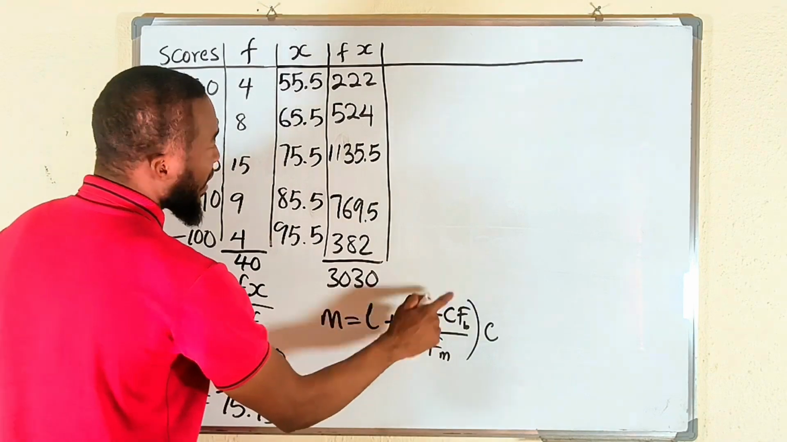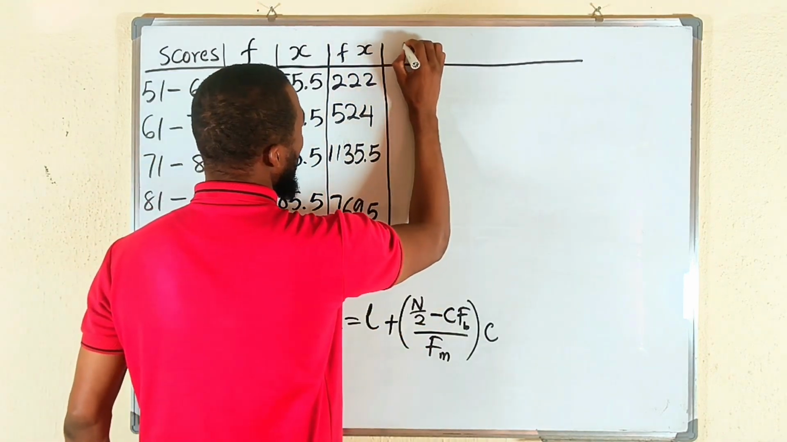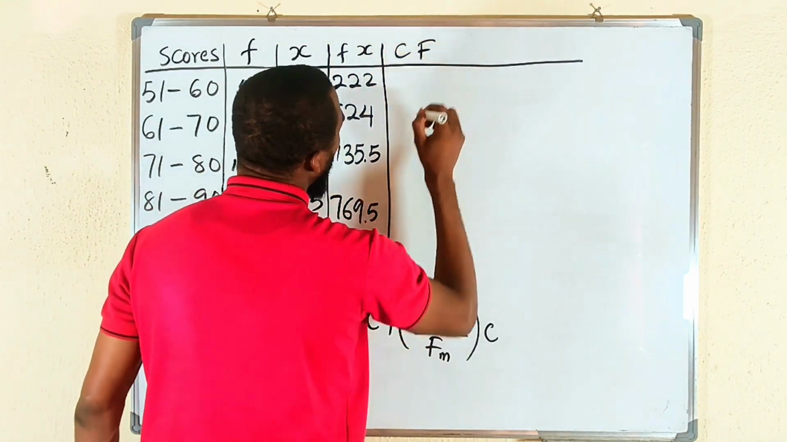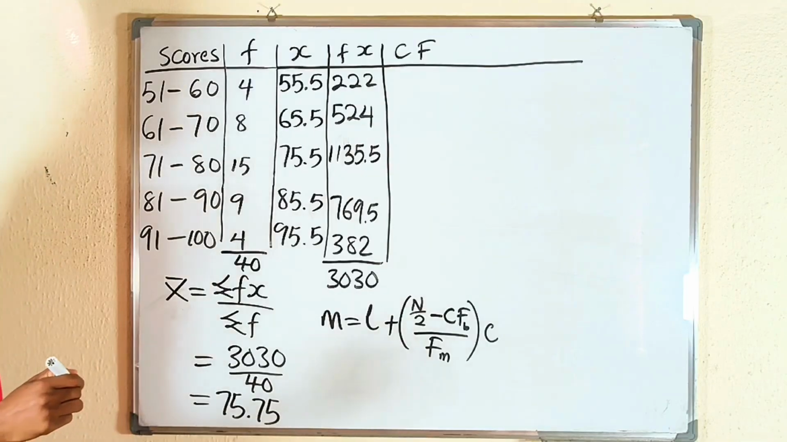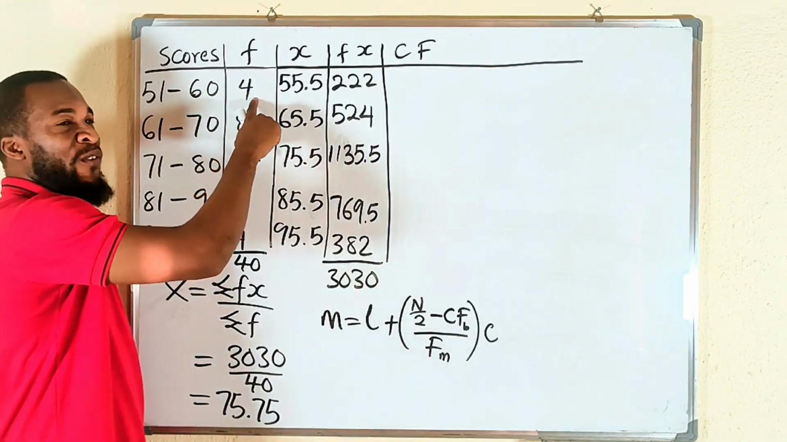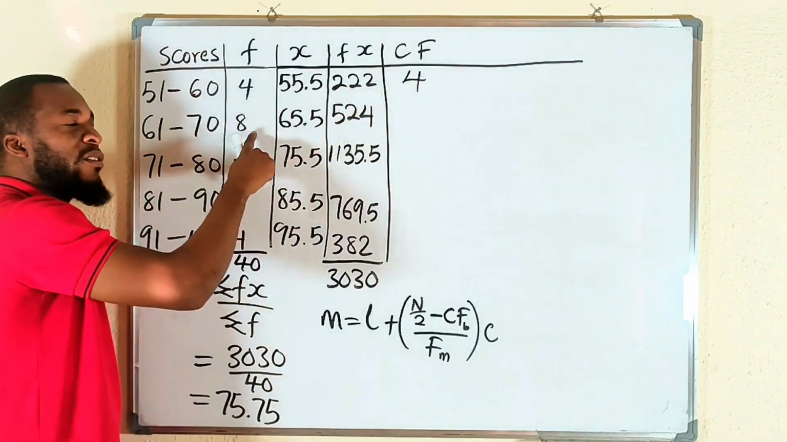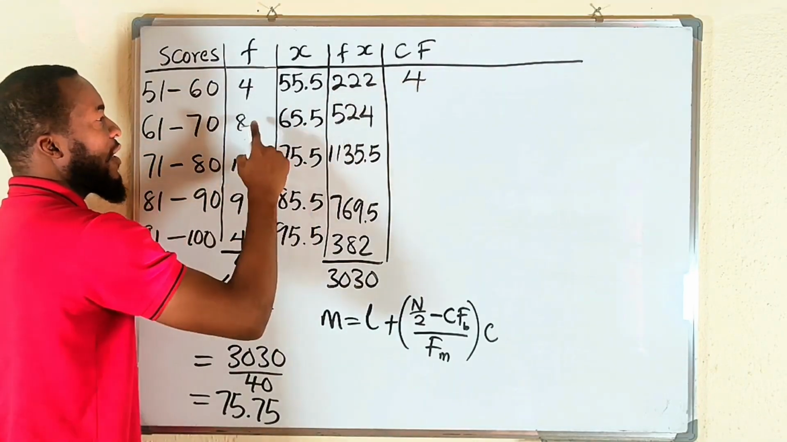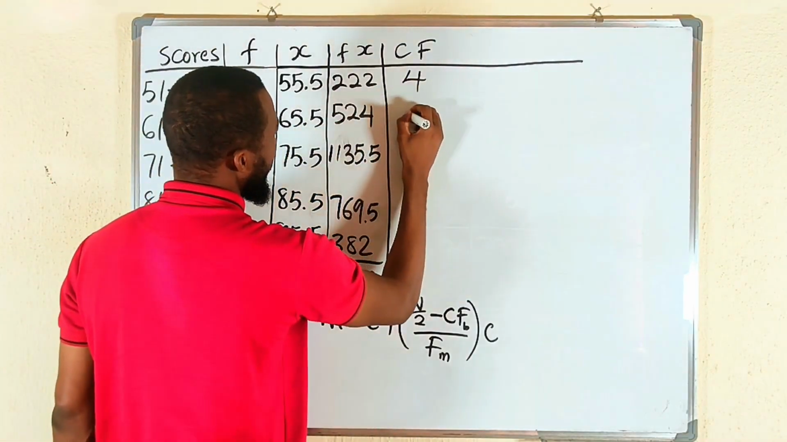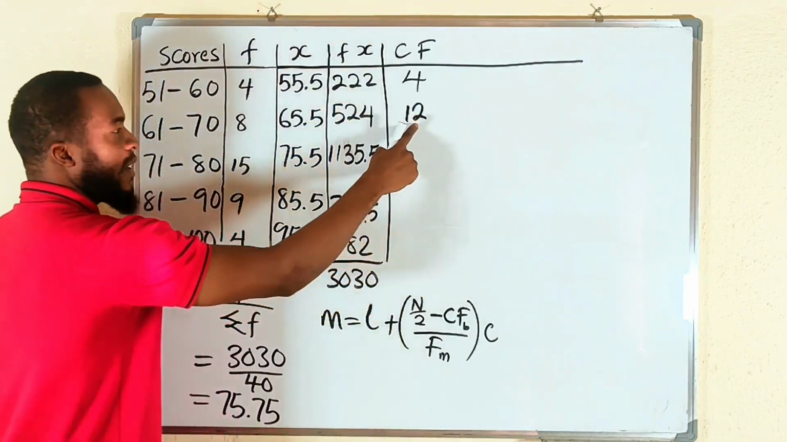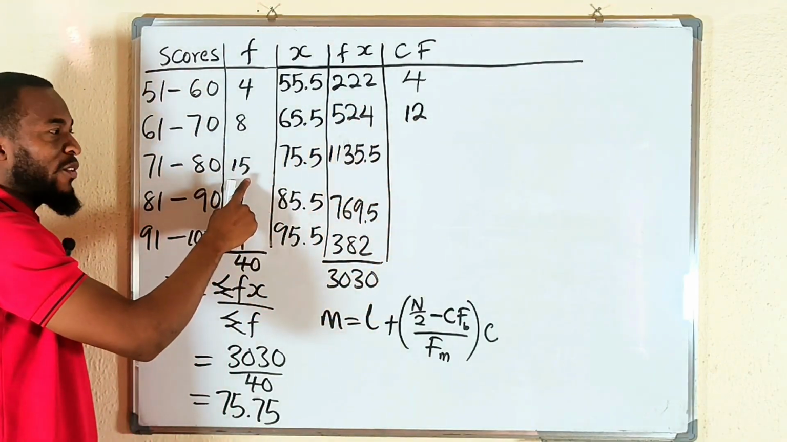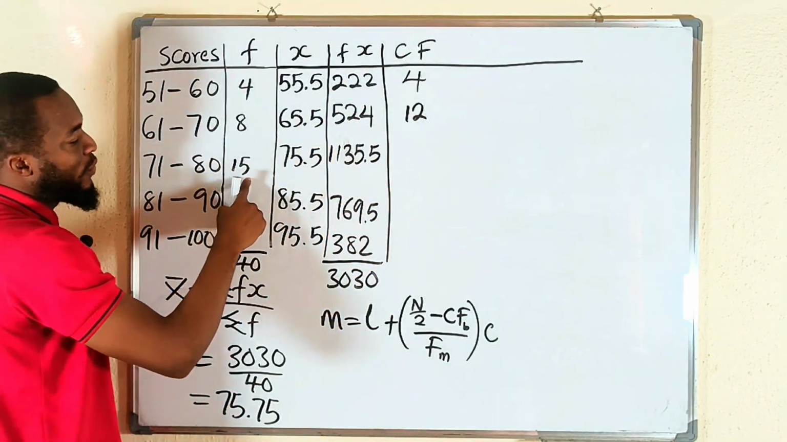So first of all, let us find the cumulative frequency. How can we find the cumulative frequency? You take the first frequency, write it down here. Then take this one, add it to the second frequency. This together with this will give us 12. Then take this 12, add it to the next one. 12 and 15 will give us 27.